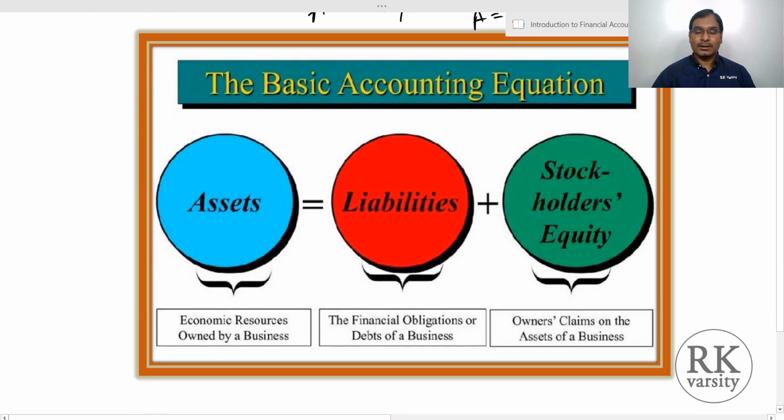Now, assets are the economic resources that the business owns. In simple terms, assets are what the business owns. On the other hand, liabilities are the debts of the business, in the sense of what the business owes. And the next one is the owner's equity, or equity holders' claims on the assets. So this is your equity. Now we go through this in simple detail.